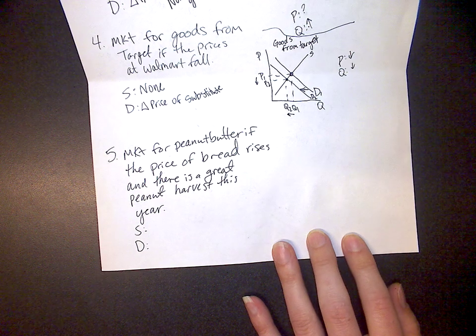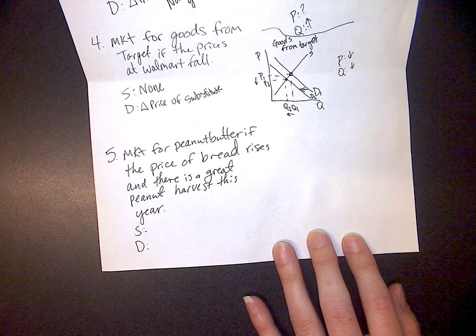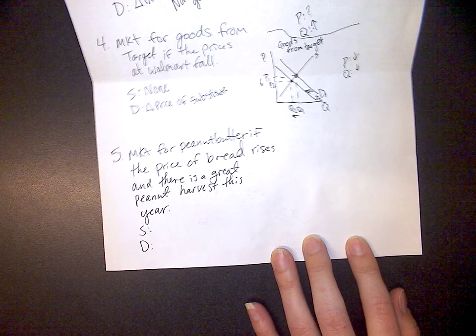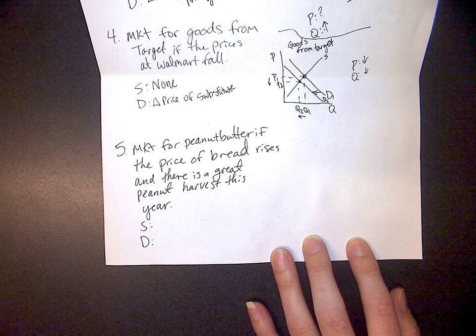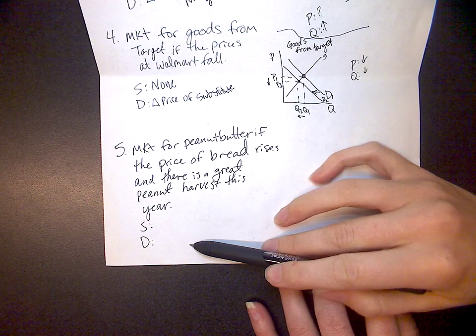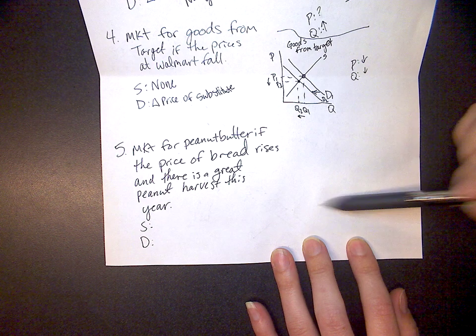All right, last one. Market for peanut butter if the price of bread rises and there's a great peanut butter harvest this year, right? So lots more peanuts than normal are harvested because maybe the weather was perfect for it. Okay, so go ahead and pause the video and write your shifters and draw your graph.